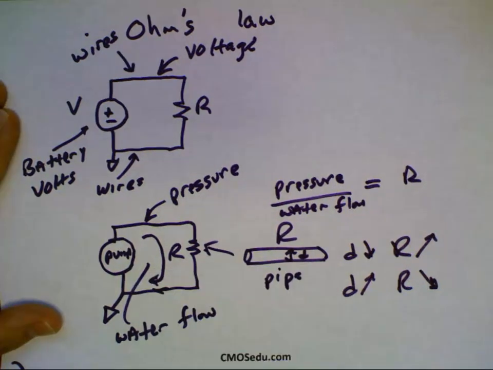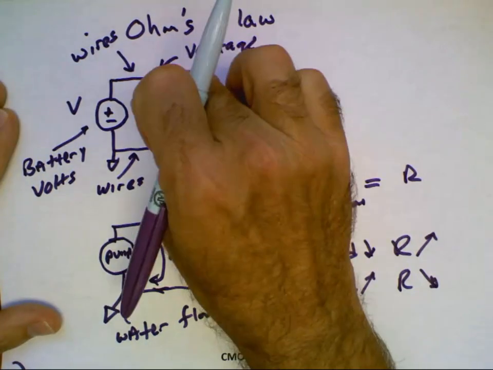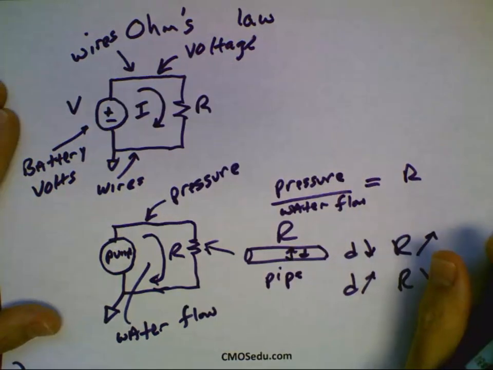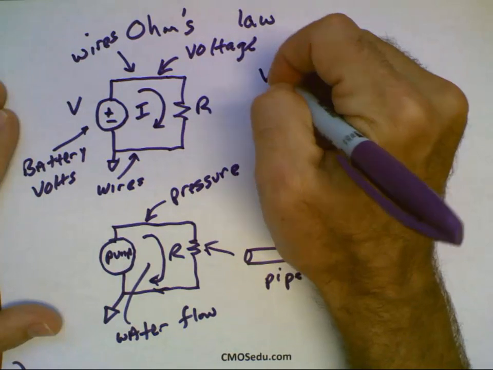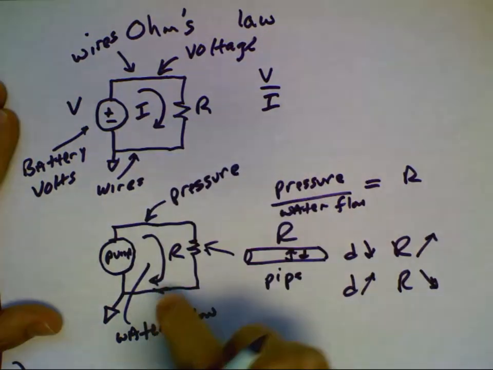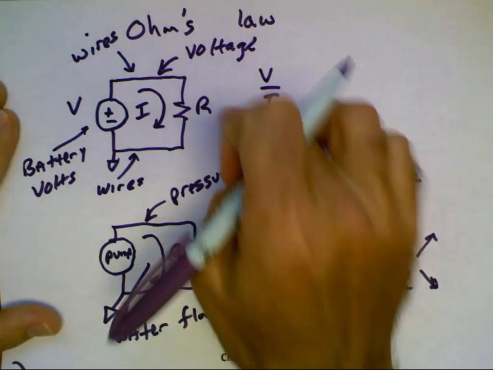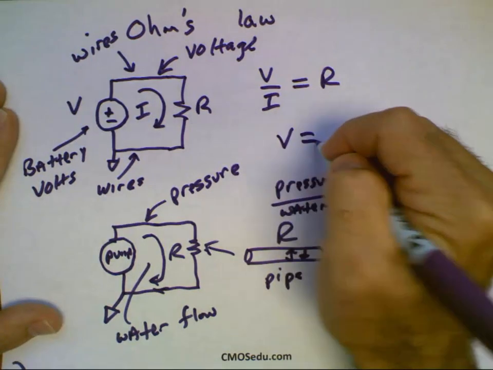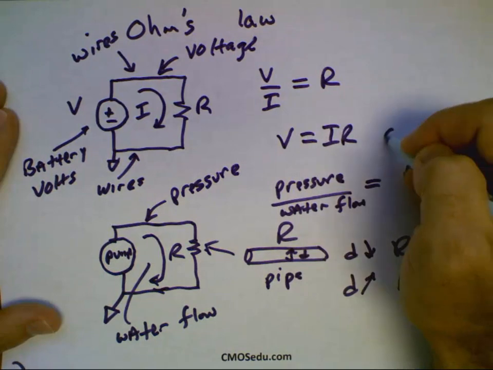Okay. So in circuits, we have a voltage here. We get some current that flows, I, and we then say V over I, where I is analogous to the water flowing. V over I is equal to the resistance, or writing a different way, V equals IR, and this is Ohm's law.